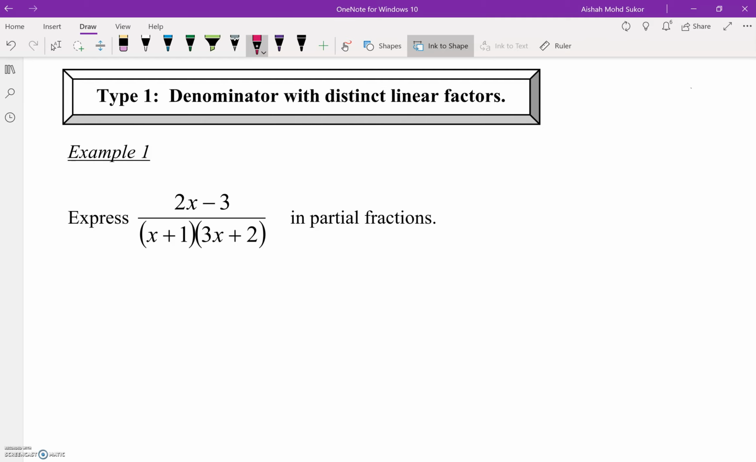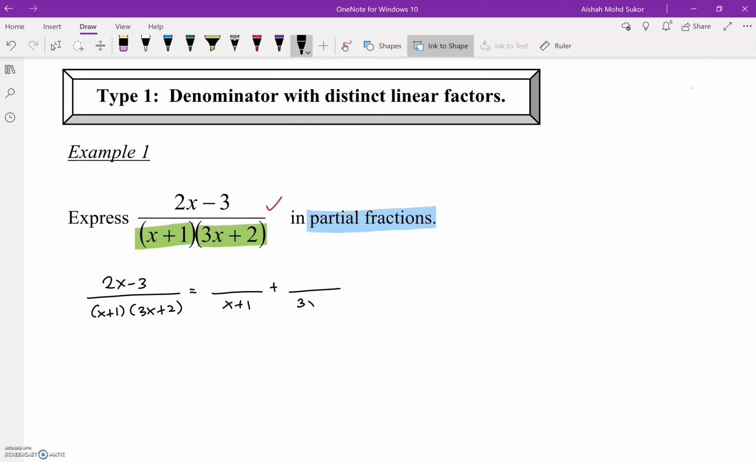Example 1. Express this proper fraction in partial fractions. By looking at the denominator, here we have two distinct linear factors. We can write this as A over (x + 1) plus B over (3x + 2). A linear factor at the denominator will have a constant numerator, so the numerators will be A and B. Next step is to equate the denominator. So here will be (x + 1) and (3x + 2).